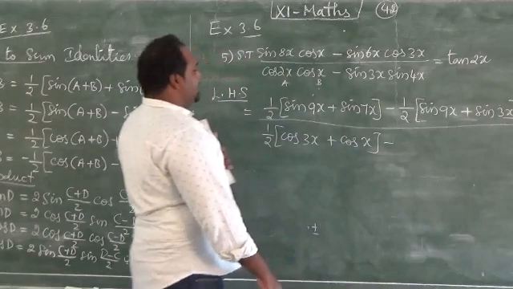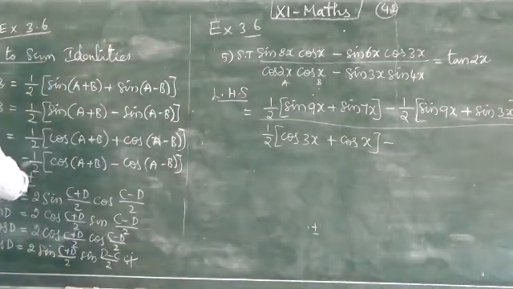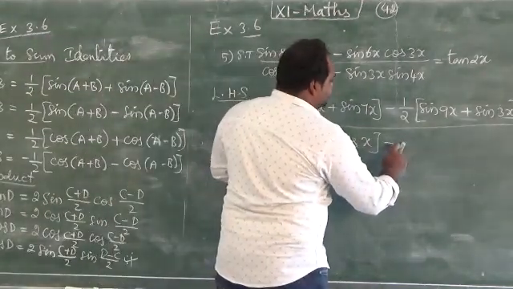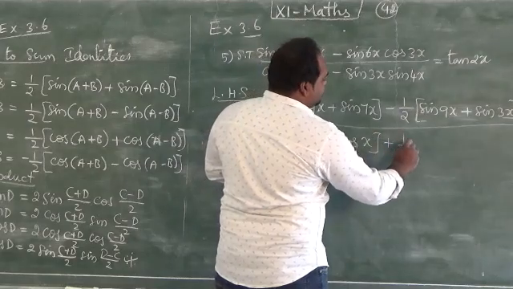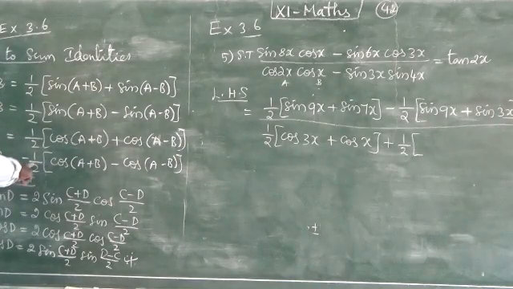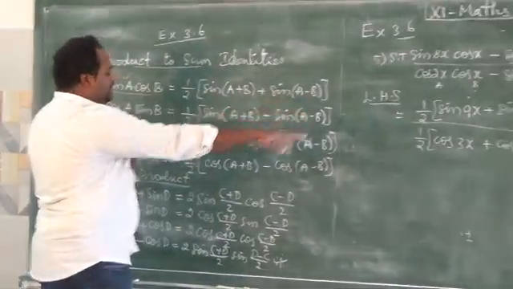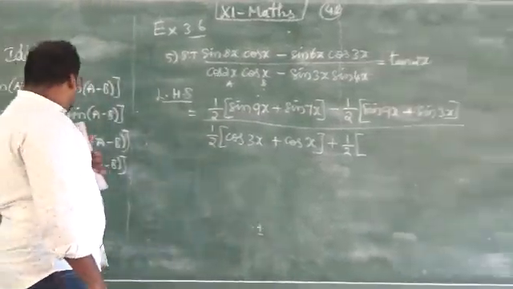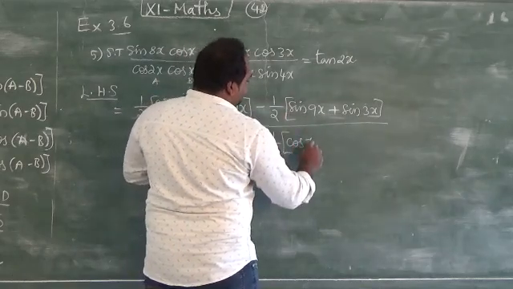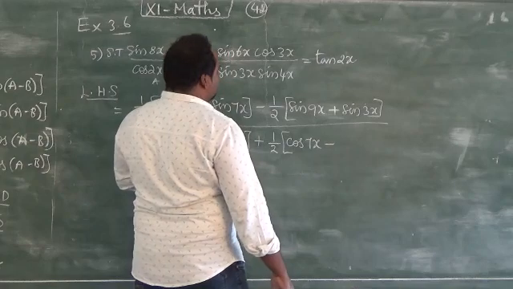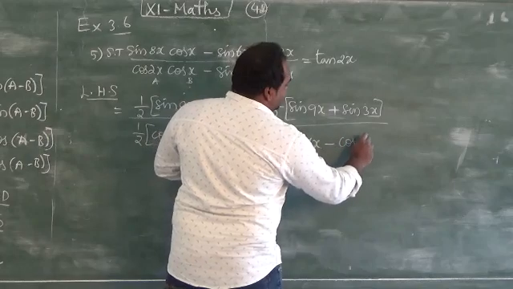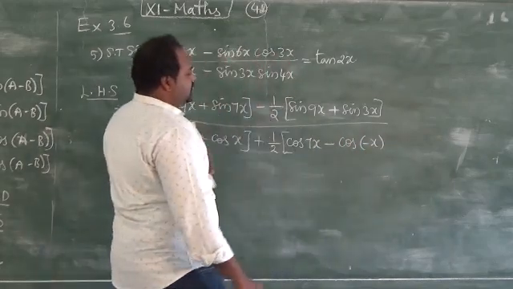Next, sin A sin B. The fourth one is minus 1 by 2. Already there is one minus here, so it will be plus 1 by 2. Don't make a mistake here. It is minus 1 by 2 in the formula. Already minus is there in that denominator, so it will become plus 1 by 2 cos A plus B minus cos A minus B. Cos A plus B is 7x, minus cos A minus B, which is 3x minus x, cos minus x.